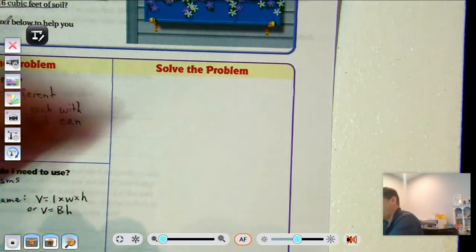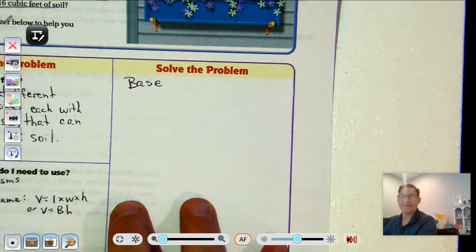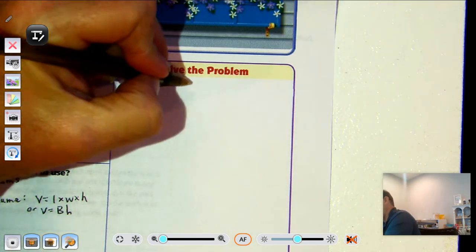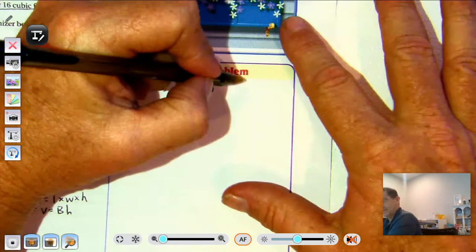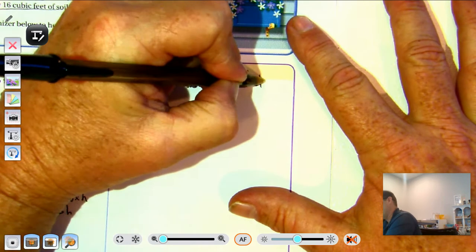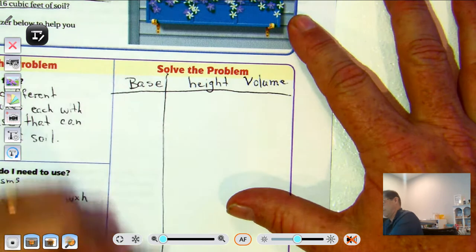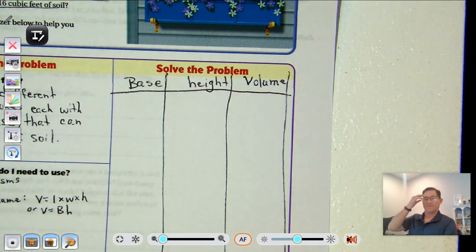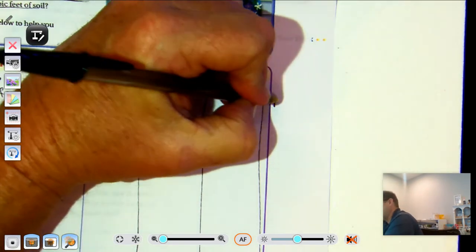So what did our table look like on the other one? Well, we had a base, right? And we know that that's length times width. And we had a height. And then we put it together with the volume formula. Okay, so let's make some factors of 16 just to get started.